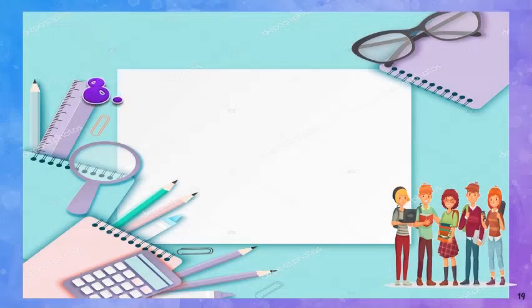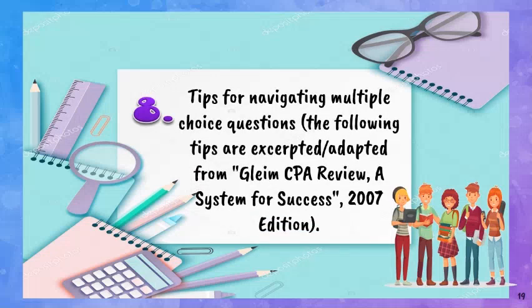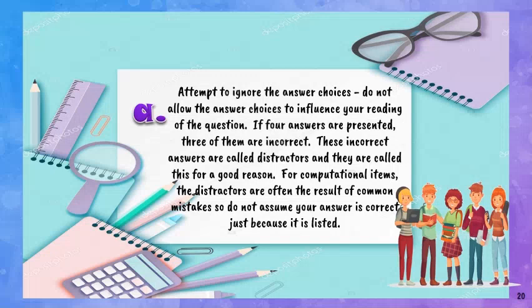8. Tips for navigating multiple choice questions. The following tips are excerpted and adapted from Gleim CPA Review, A System for Success, 2007 edition. A. Attempt to ignore the answer choices. Do not allow the answer choices to influence your reading of the question. If 4 answers are presented, 3 of them are incorrect. These incorrect answers are called distractors, and they are called this for a good reason. For computational items, the distractors are often the result of common mistakes, so do not assume your answer is correct just because it is listed.